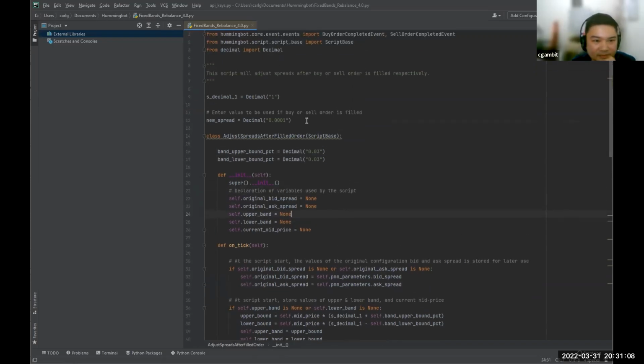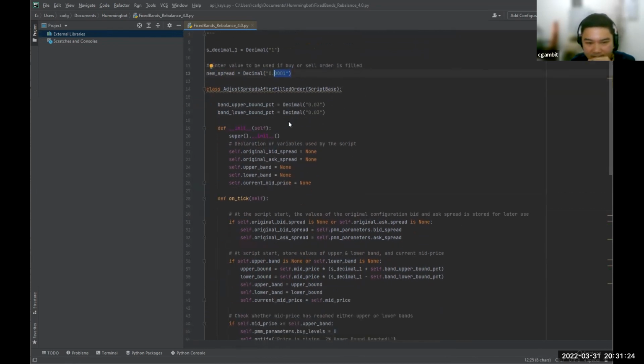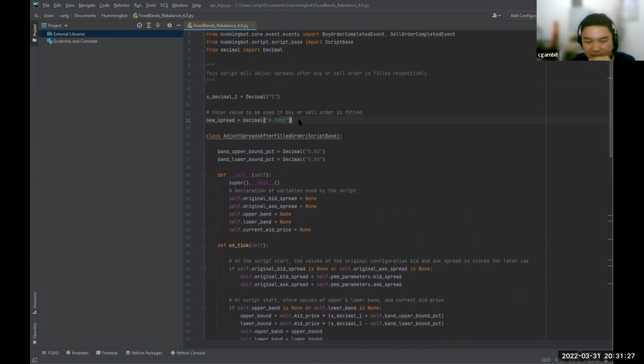Yeah, so this script is actually like a rebalancing also. So let's say if the buy or sell order is filled, then the new spread will change to 0.01%. So it attempts to get closer to a market order, but we still place in the limit order of 0.01% only, which is the smallest percentage that we can set. But most of the time, this one will not work if the market is only in one direction.